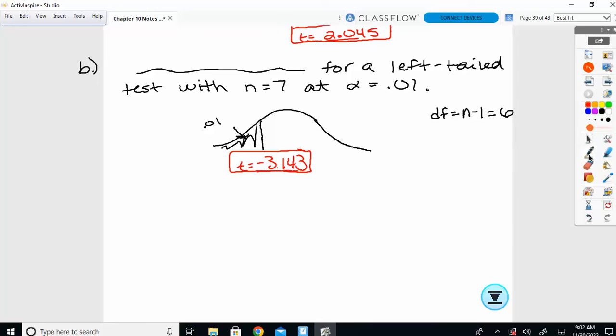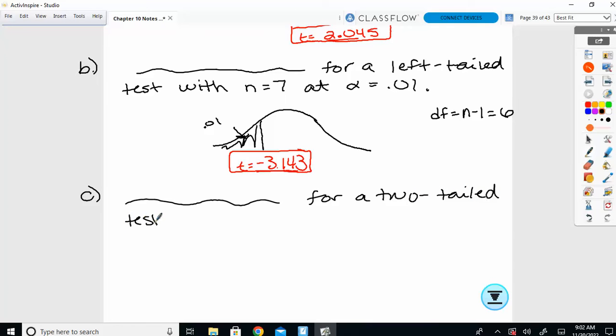Let's do one more. Find the critical value for a two-tailed test with 24 degrees of freedom at alpha equals 0.1.